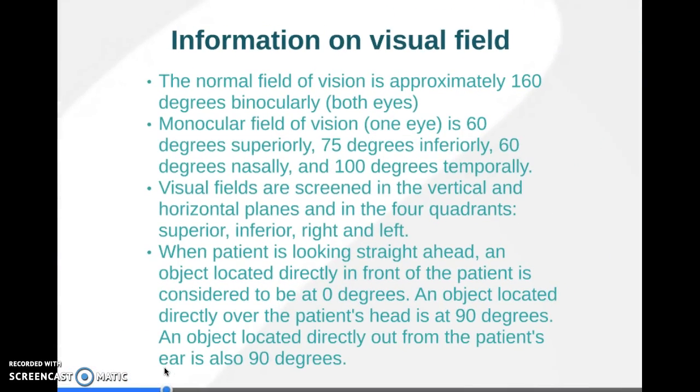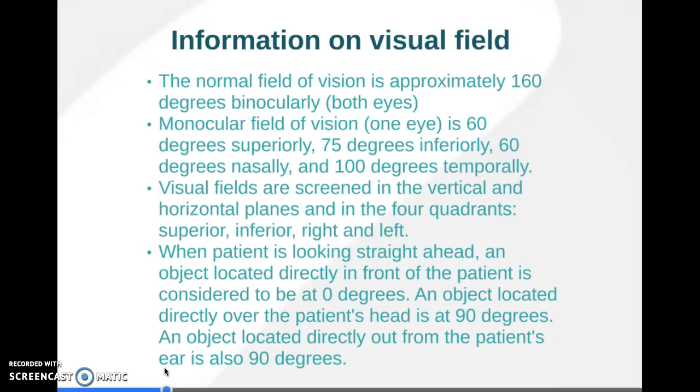The normal field of vision is approximately 160 degrees using both of your eyes, and for one eye it is going to be 60 degrees superiorly, 75 degrees inferiorly, 60 degrees nasally, and 100 degrees temporally. Visual fields are screened in the vertical and horizontal planes and in the 4 quadrants: superior, inferior, right, and left.